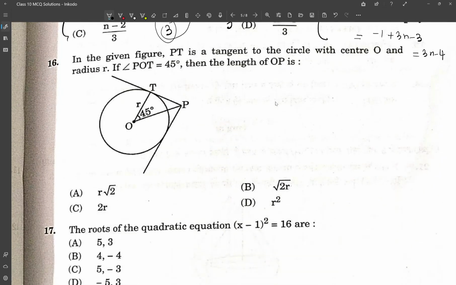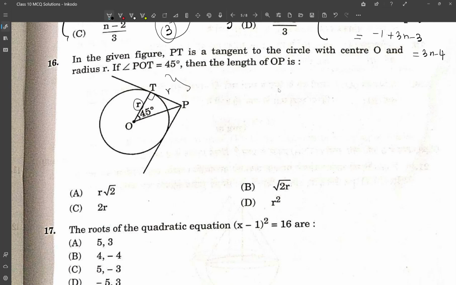In this figure, PT is the tangent to the circle with center O and radius R. If angle POT is 45 degrees, so this is 45 degrees, which means this is R and this is also R. This is 90 degrees, the radius is perpendicular to the tangent. This is also R. TP is also equal to R.